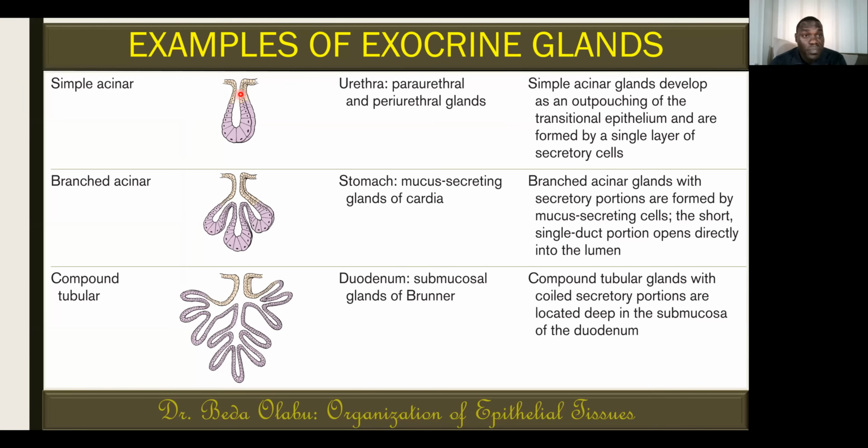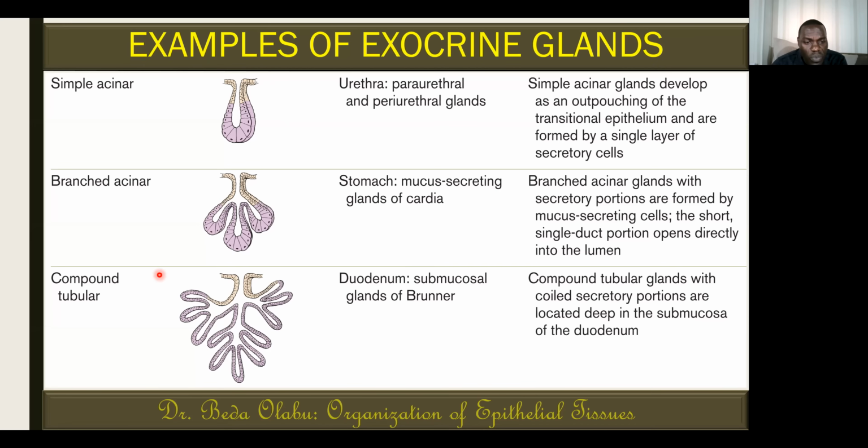Compare that with this one. It is simple because the ductal portion is one, but look at the secretory portion. It is not tubular in this case, but it's acinar. So this is simple acinar gland. Compare that with the next one there. The ductal portion is one, but the acini, the secretory portion, are multiple. That's why you give it that name.